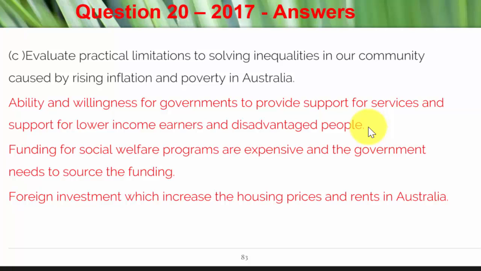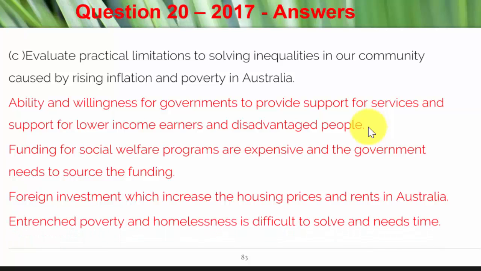Another problem in relation to housing prices has been the level of foreign investment, which has increased the housing prices and therefore rents in Australia. So that's something that's come from externally, and it's a practical limitation the current government has got to try and do something about high prices and high rents.